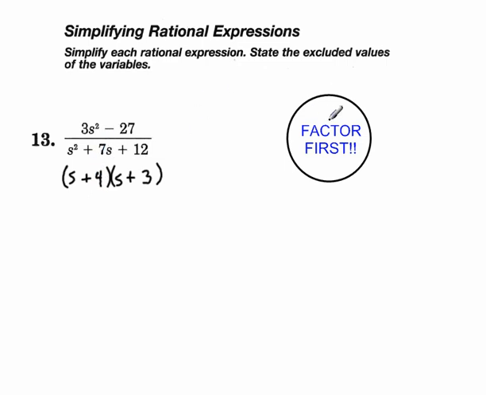Now the factor first part is going to apply not only to this trinomial, but to this binomial also. You notice I have a 3 here, and I have a 27 here. I have a common factor. So get your greatest common factor out first. 3 times s squared would give me 3s squared. If I pull a 3 out of 27, it leaves me with 9. But I have another difference of 2 squares here. So you notice nothing cancels yet. There's another step.